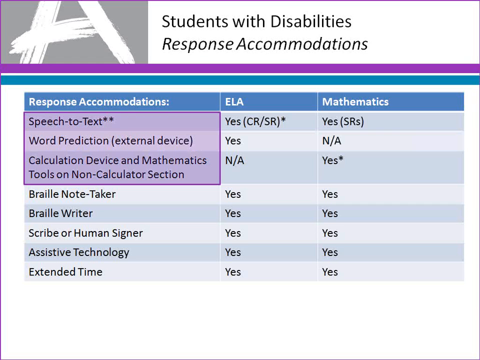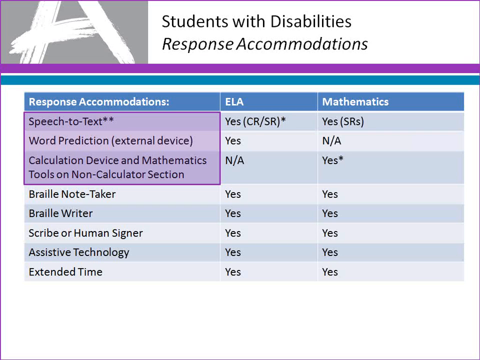So the 3 that are actually highlighted and the read aloud for the English language arts assessments, those 3 accommodations will have on the student report a note that references that they had an accommodation, and it's specific to the accommodation.